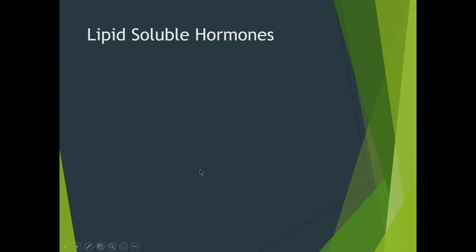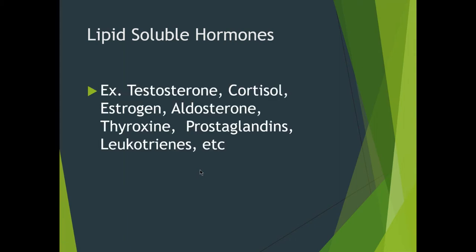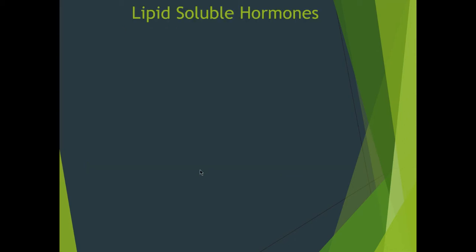So let's now talk about lipid-soluble hormones. So remember lipid-soluble hormones. Here's some examples. You probably recognize these: testosterone, estrogen, cortisol, also the leukotrienes and prostaglandins, even though we're not going to really talk about them. And then remember there's one amino acid-based hormone that is lipid-soluble, and that's T3, T4, or thyroxine. But they're all going to work the same way. They're all going to work by direct gene activation.